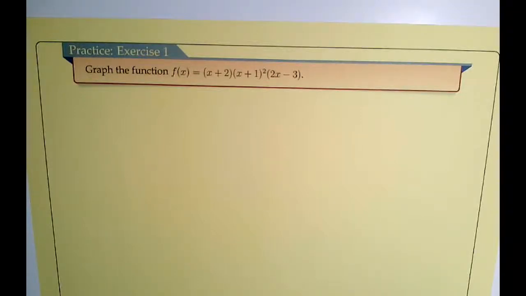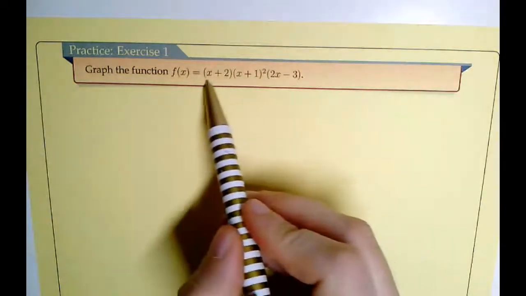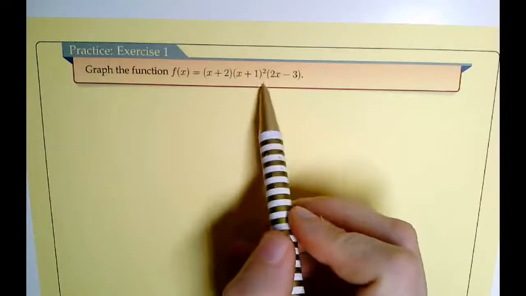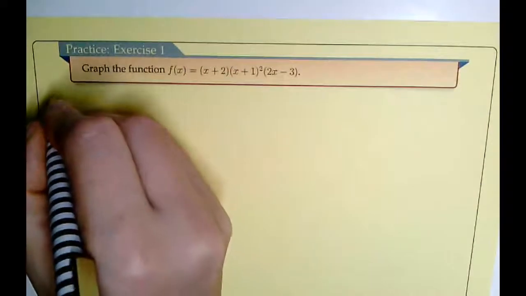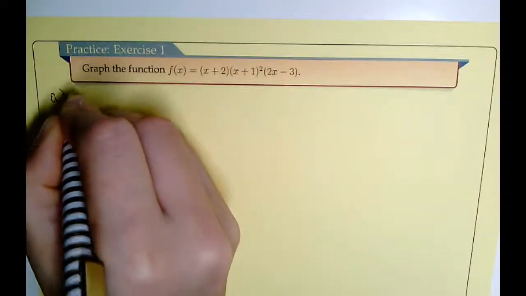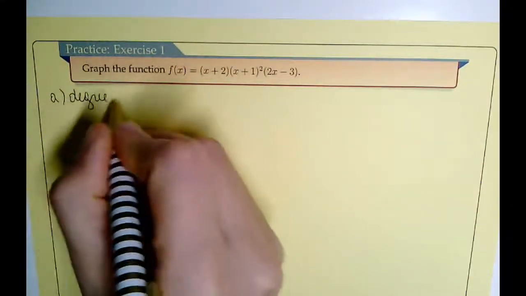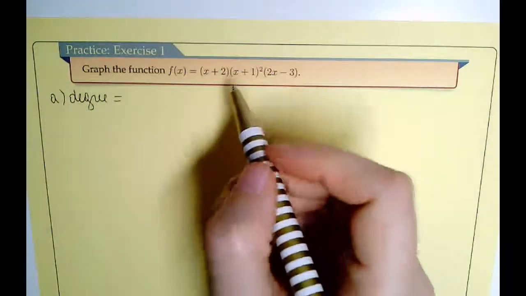Alright, so let's practice graphing some polynomial functions. So I have a function right here, f of x equals (x plus 2) times (x plus 1) squared times (2x minus 3). Well, I know it's a polynomial function, so let's find out what is the degree. So the degree is, okay, how do we determine the degree?